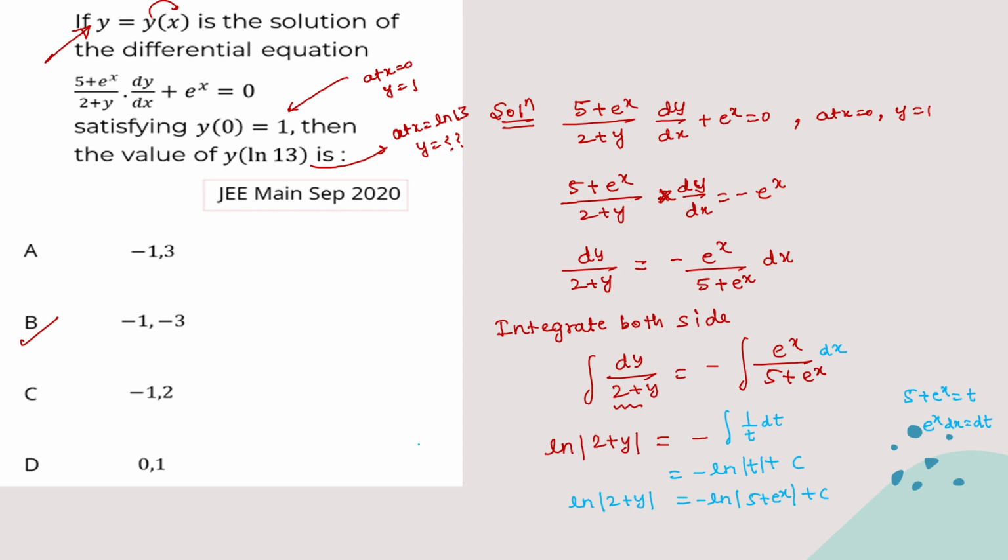Okay, this is a simple question, and now we can go to the next page and try to solve it further. So the equation is ln|2 + y| = -ln|5 + e^x| + c. Now take the ln term to the left side: ln|2 + y| + ln|5 + e^x| = c. You can see it is clear-cut. You can use the formula log m + log n, where the base is the same, which simply becomes multiplication.